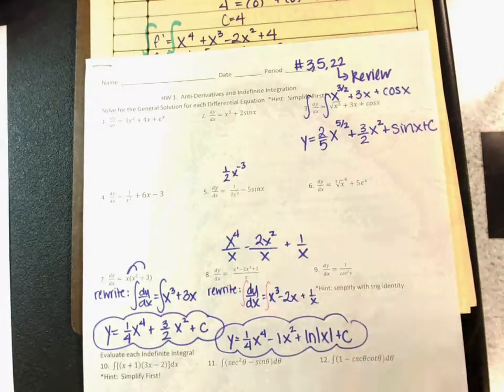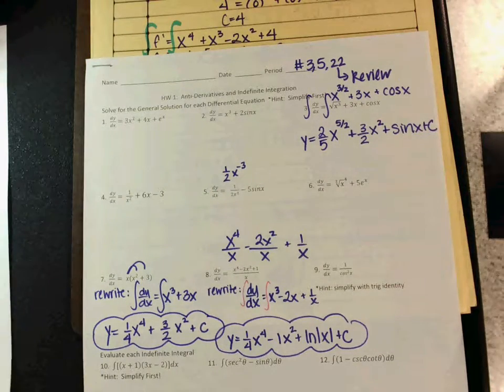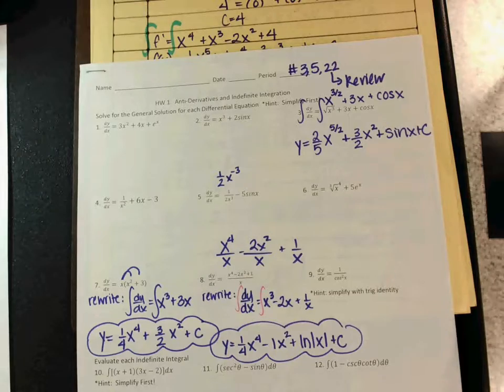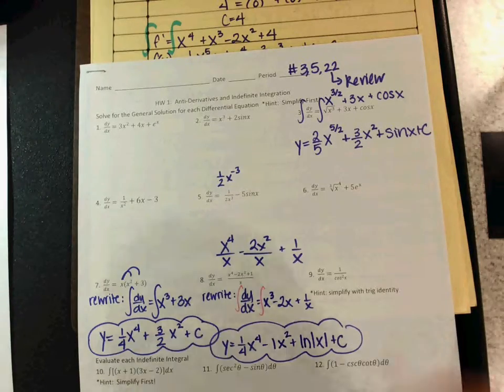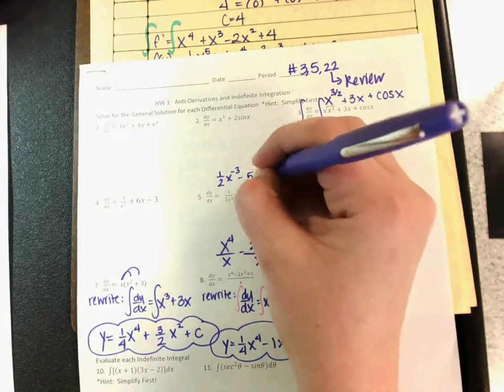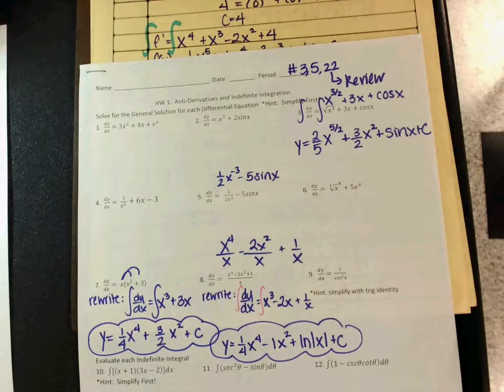1/2 x to the -3. You cannot bring that 2 up. That's not the same. So my 1/2 stays, x to the negative 3, then minus 5 sine x. Okay, let's integrate both sides.